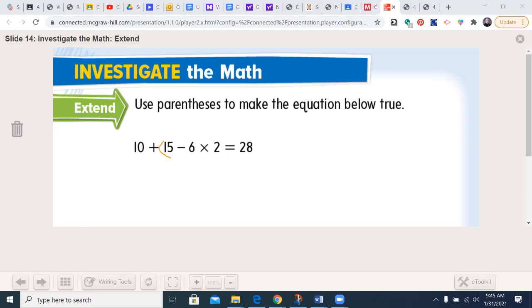So let's say I start right here. Let's see what that would give me. Give me 10 plus 9 times 2. Nope. Let's try it here. 10 plus 15 is 25 minus 12. Nope.